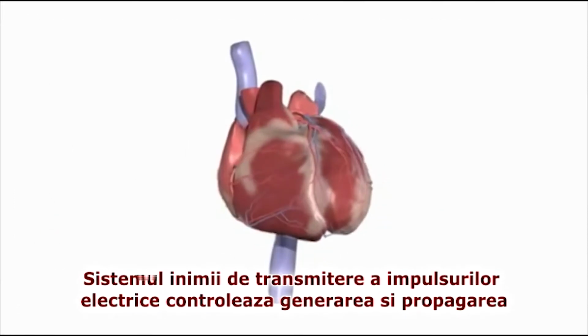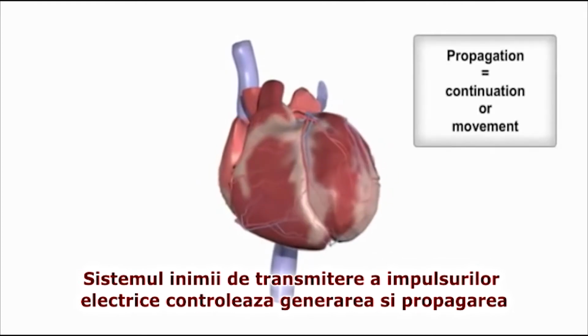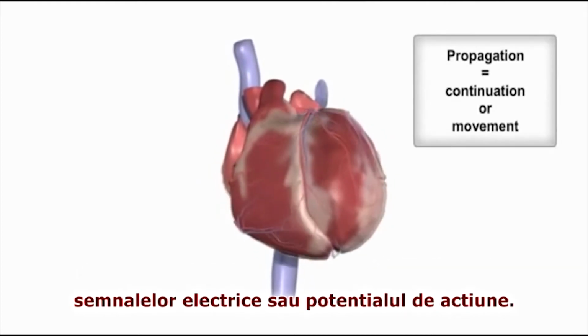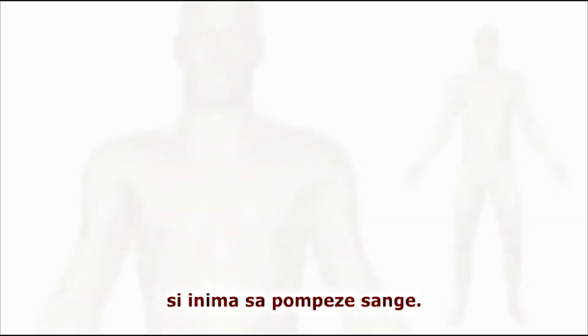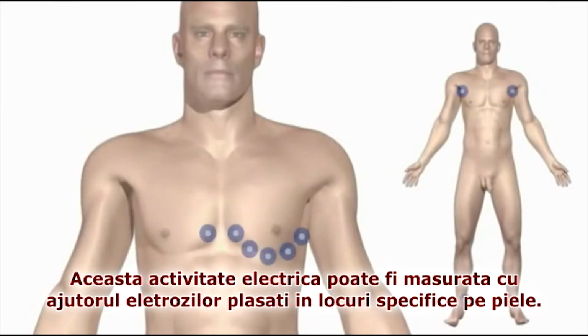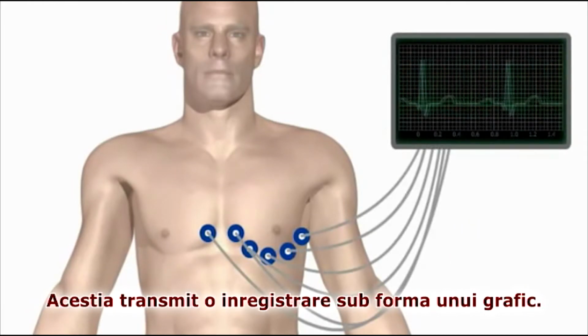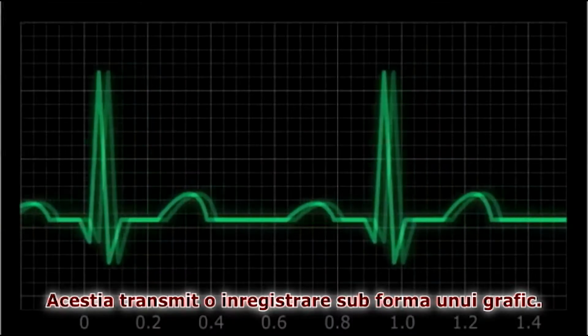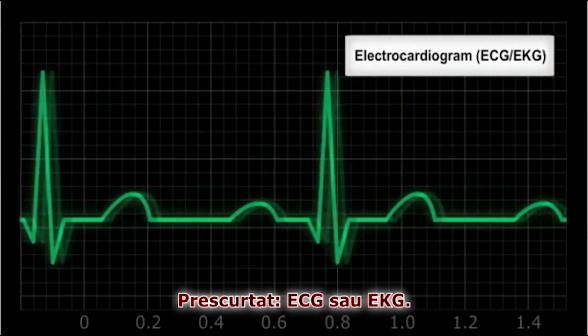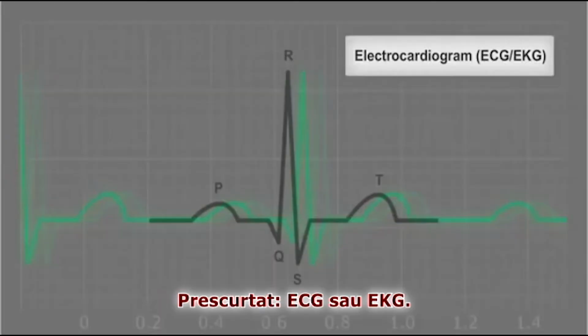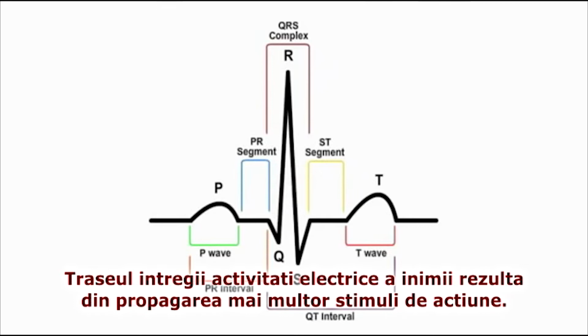The heart's conduction system controls the generation and propagation of electrical signals, or action potentials, that cause the heart's muscles to contract and the heart to pump blood. This electrical activity can be measured at electrodes placed at specific points on the skin, from which a composite recording is produced in the form of a graph. This recording is known as an electrocardiogram, or ECG, sometimes referred to as an EKG, a tracing of the overall electrical activity of the heart, resulting from the propagation of many action potentials.